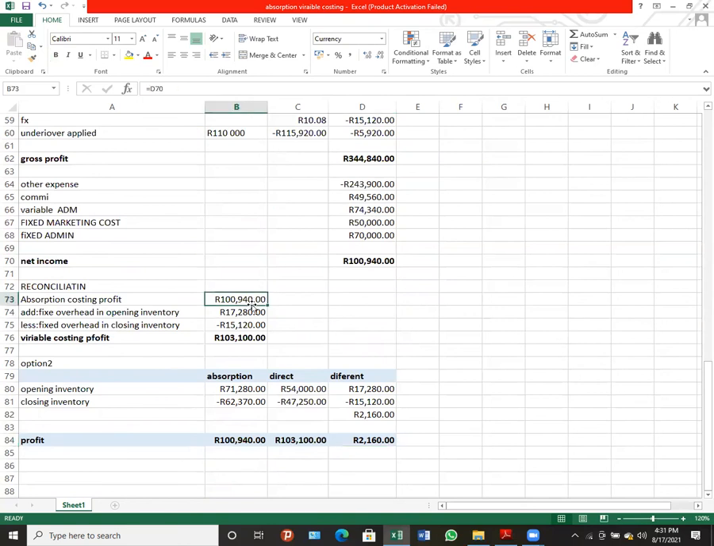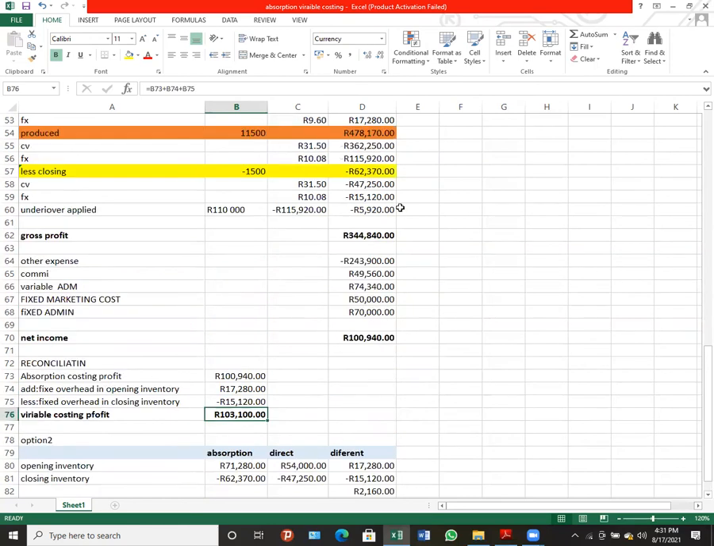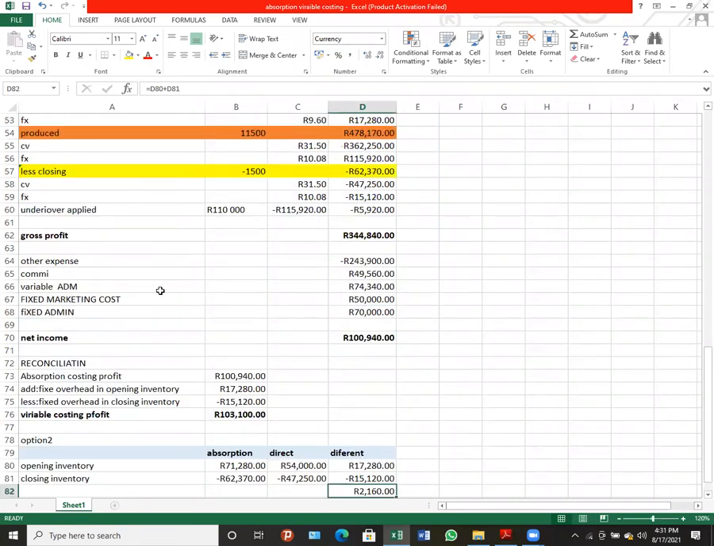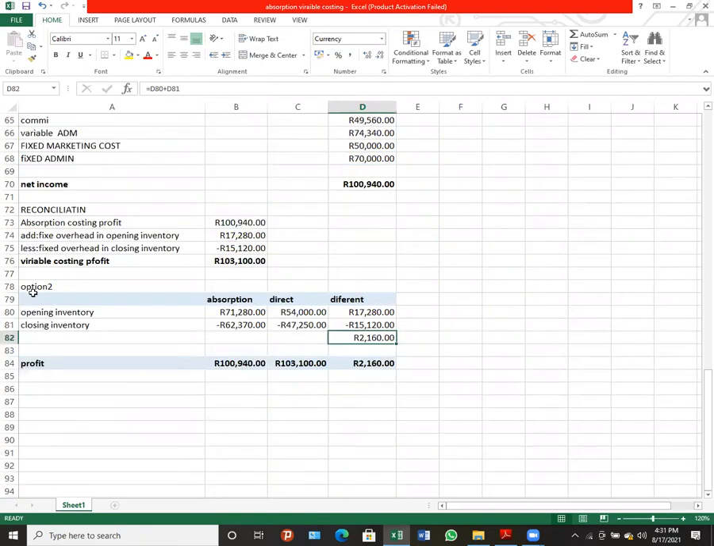Even here, guys, if you use this one, you still get the same. In a test, guys, they can ask you to get this amount. You can be given this statement and asked to reconcile using the method they want, to see whether you get this 2,160.